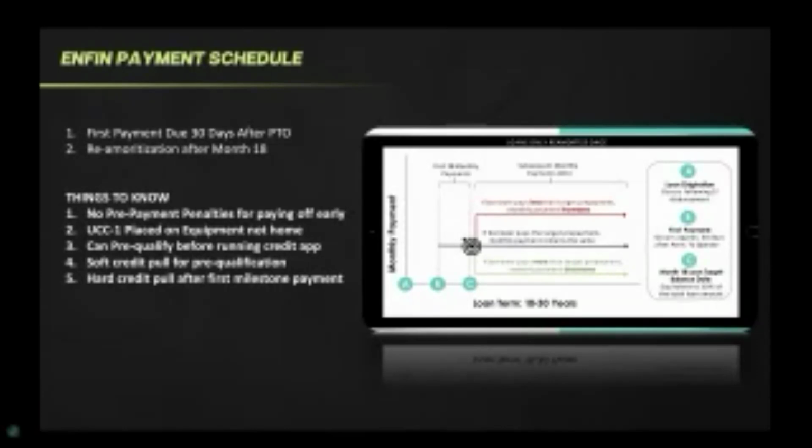Some other things to know: there are no prepayment penalties for paying off the loan early. There is a UCC1 placed on the equipment, not the home. And we'll talk about this pretty extensively, but you can pre-qualify the homeowner before running the credit app. It is a soft credit pull for pre-qualification, but that converts to a hard credit pull after the first milestone payment.